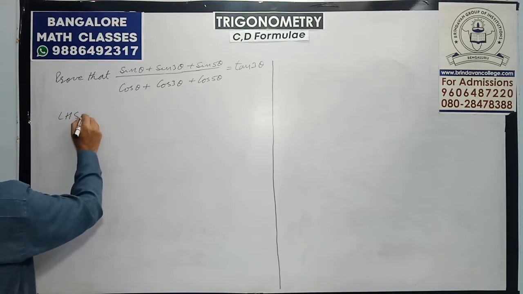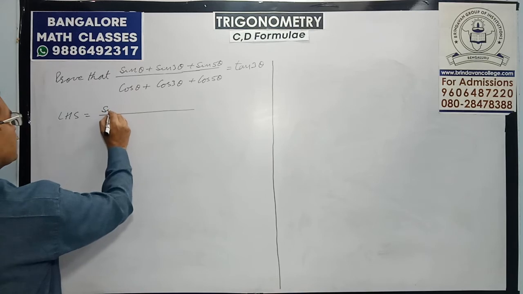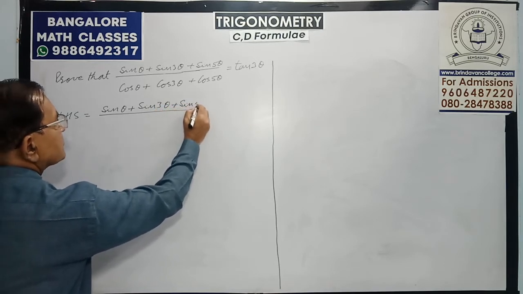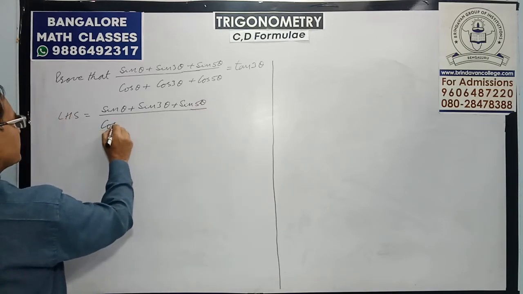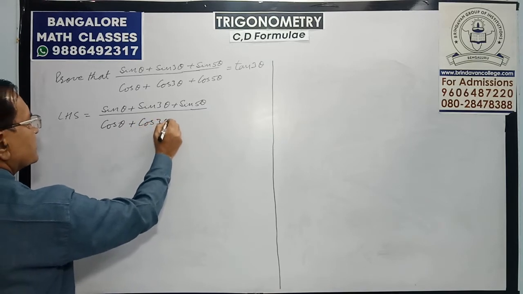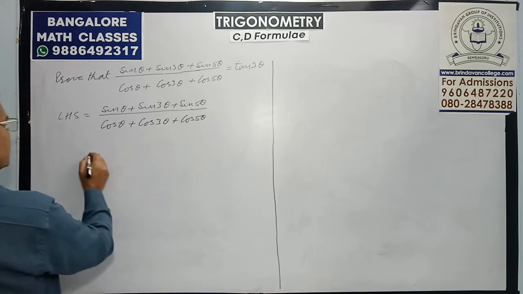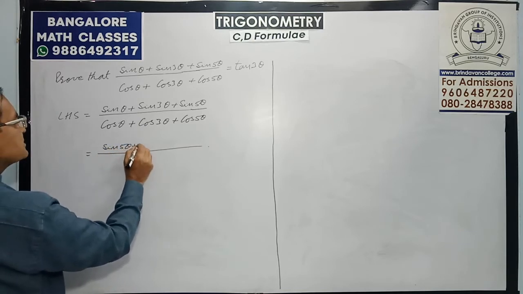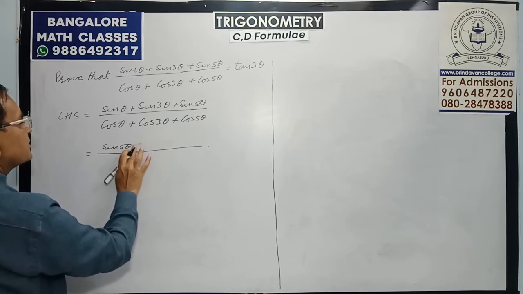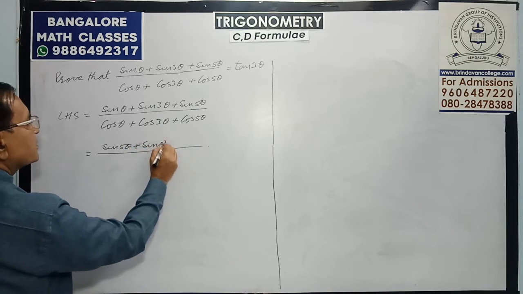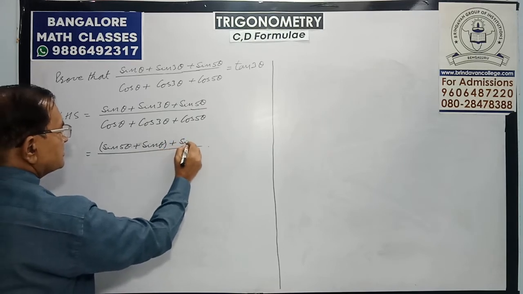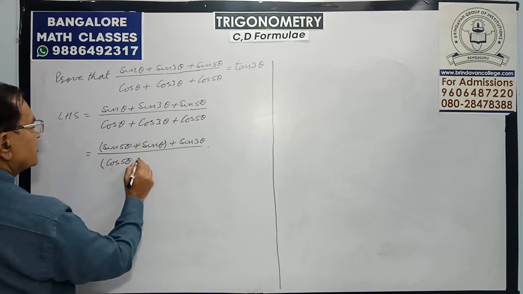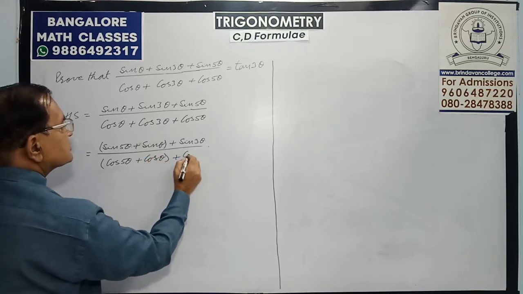LHS: sin theta plus sin 3 theta plus sin 5 theta over cos theta plus cos 3 theta plus cos 5 theta. What we will do? Sin 5 theta plus sin theta plus sin 3 theta, over cos 5 theta plus cos theta plus cos 3 theta.